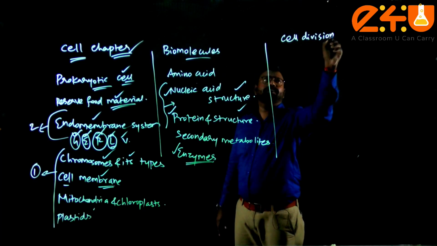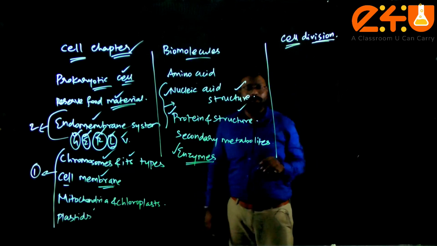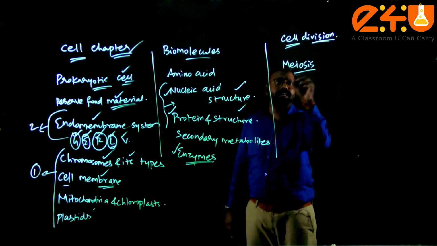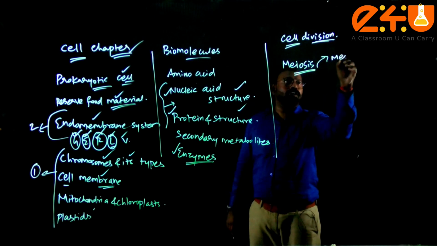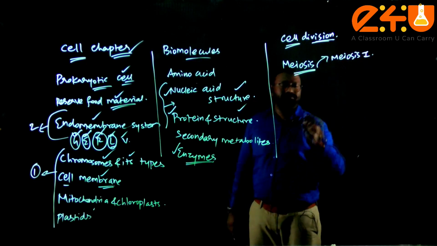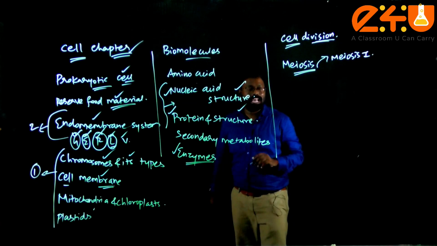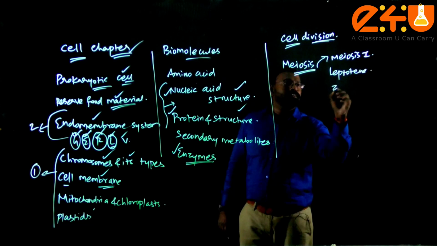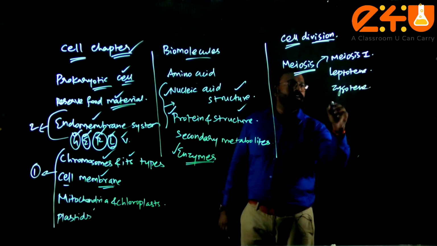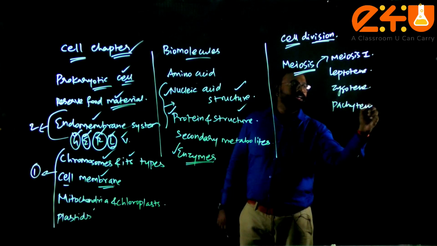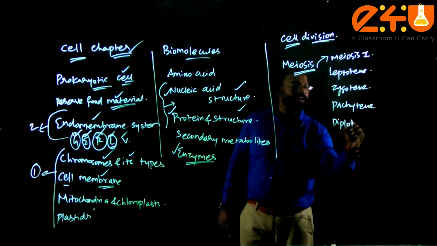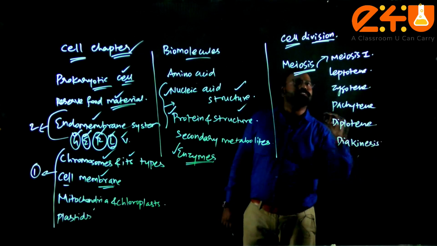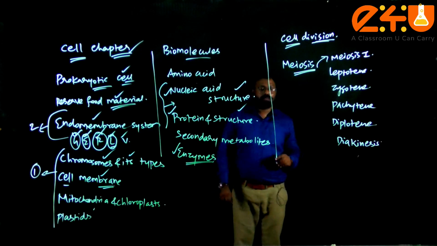cell division chapter, cell cycle and division chapter, especially meiosis is a MCQ hotspot area, meiosis, and you need to focus on meiosis 1, where the shortcut lies, lazy-padidi, leptotene, zygotene, pachytene, diplotene and diakinesis. All these stages comes under the meiosis 1, that plays a crucial role.